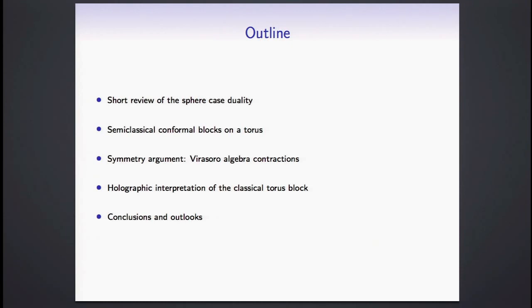Then I will switch to the torus, and we'll discuss various semi-classical conformal blocks and how they're related to each other. The point is that they're not quite independent and related to each other by a chain of connections. And then I will use the symmetry argument, and will explain that the existence of these different semi-classical blocks is not occasional, because they can be traced back to the existence of the truncated, not truncated, contracted Virasoro algebras, because conformal block is quite model independent.